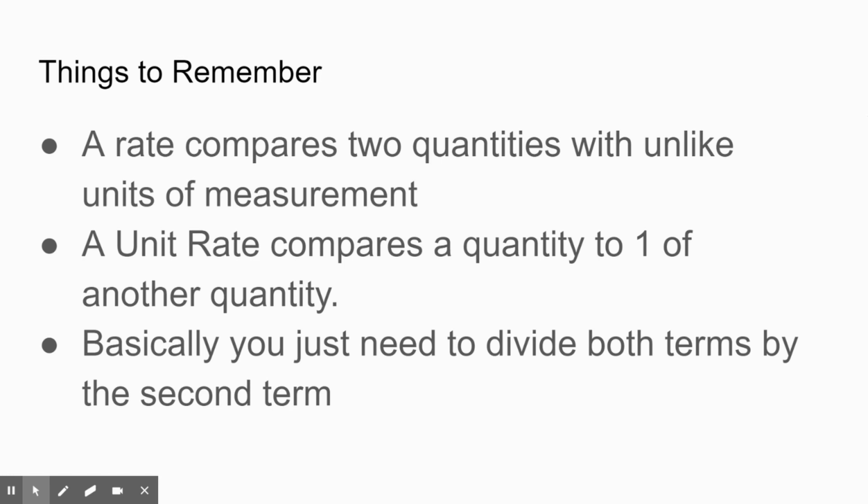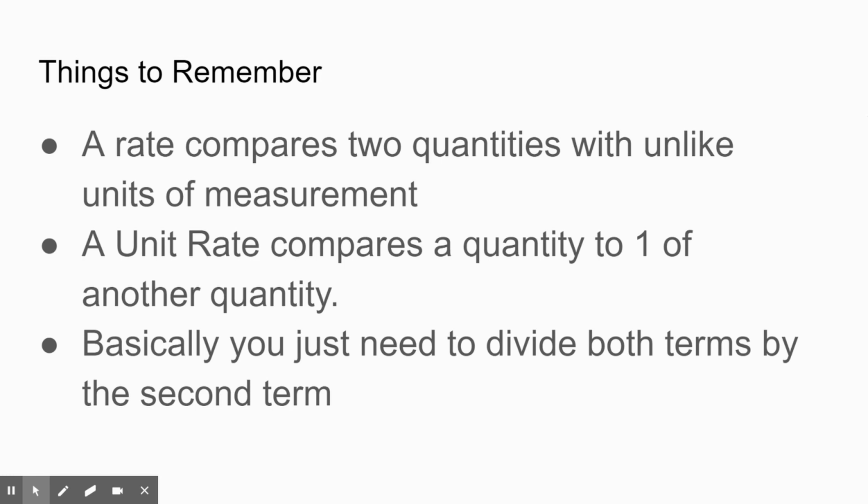A unit rate compares a quantity to one of another quantity. That's really, really important, that the second value should be a 1. It's not necessarily going to start off that way, but it's really important to remember that that second term needs to be a 1. And to do that, you really just need to divide both terms by that second number. In the example that we looked at, we just had to divide both of them by 5 because our second number, our denominator, since we were writing them as a fraction, was 5. That's all you got to do.